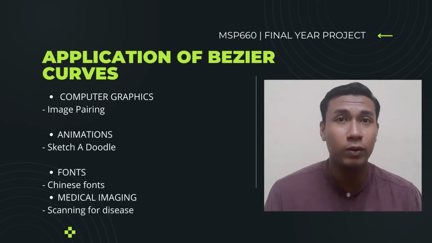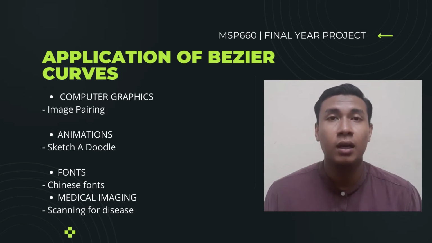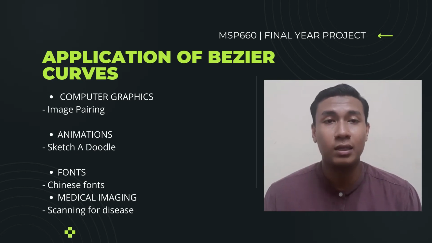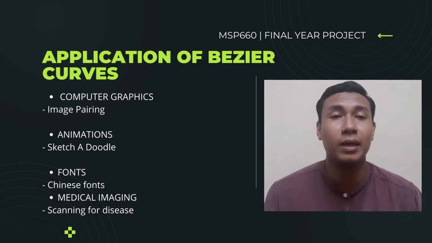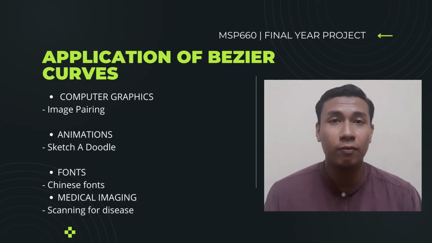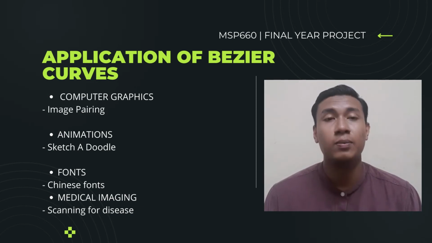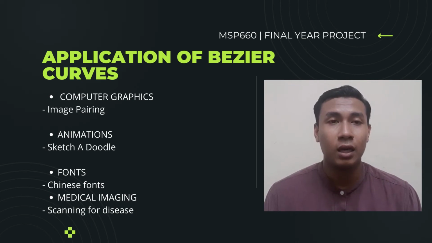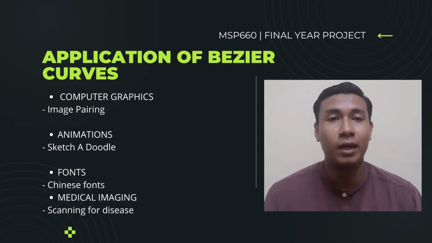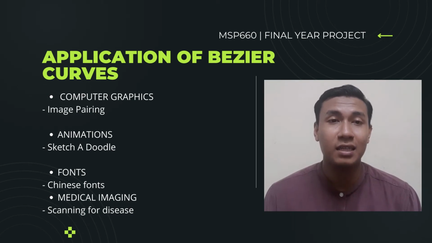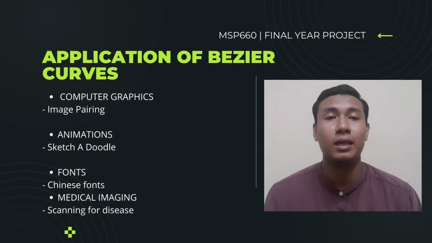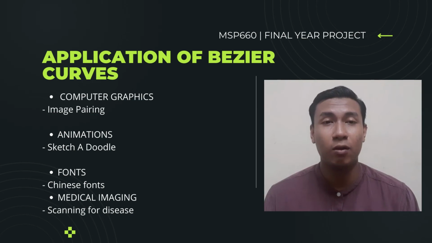The last part of the literature review is the application of the Bezier curve. The first one is computer graphics, the second one is animation, the third one is font, and the last one is medical imaging. For computer graphics, we all know that many designers and engineers use the Bezier curve. Why? This is because drawing by hand is actually employed at the designing idea stage, and the traditional way of writing or drawing is influenced by the person's habit of writing or drawing.